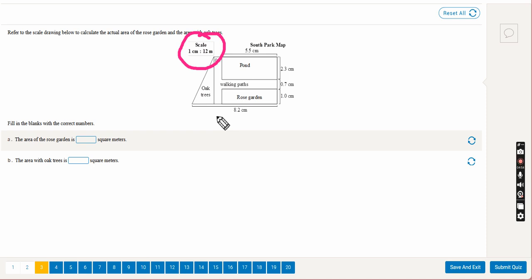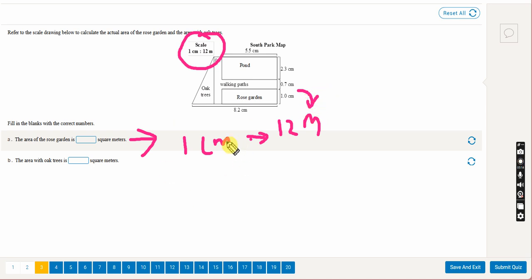So let's start this. For the first one, the area of the garden, what will you do? The area of the garden is 1 centimeter. So 1 centimeter, right, is how much? 12 meters. So directly you'll just say it's 12 meters. Okay, for the second one, this one will be converted to this.